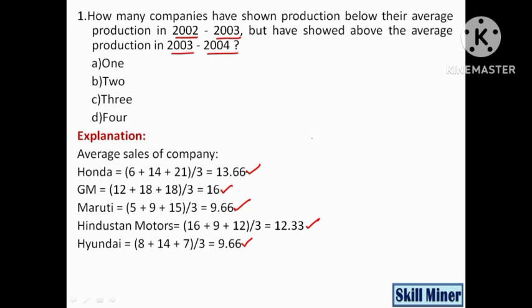Average indicates we need to add three separate values. That is, the first year is 6, the second year is 14, the third year is 21. So we need to divide by 3, that is the total number. It will give the average value. Now we found the average values. So the question is, how many companies have shown production below their average production in 2002 to 2003? If we take Honda, the average of Honda is 13.66.